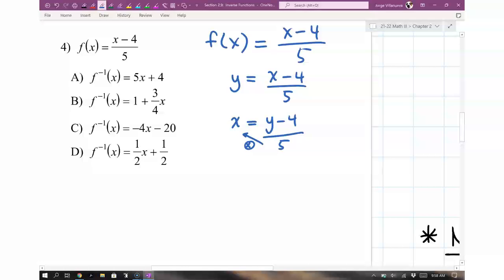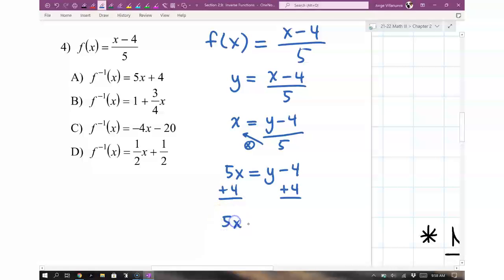Okay, I always put the little x with the circle around it to tell me that's what I did. I multiplied. So 5x equals y minus 4. What's my next step? Add 4. Yeah, add 4, because we're not multiplying the y, we're subtracting it. So we're just going to add 4.